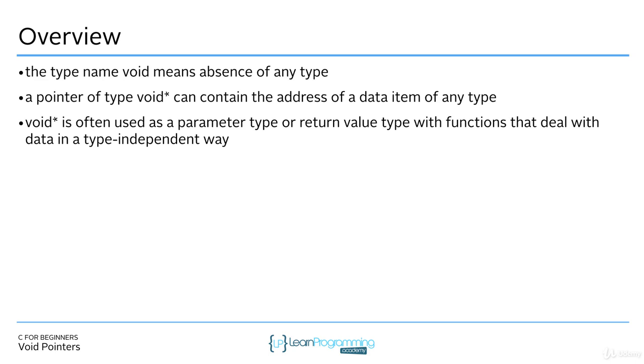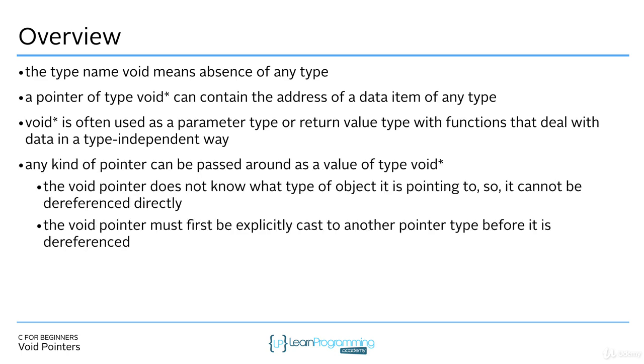So void star is often used as a parameter type or a return type with functions that deal with data in a type independent way. So you can allow your function to be more flexible if it takes void star pointers. It basically means that your function can take more than one type of variable, except it's not completely flexible because you have to cast it some way when you dereference it. So any kind of pointer can be passed around as a value of type void, any type.